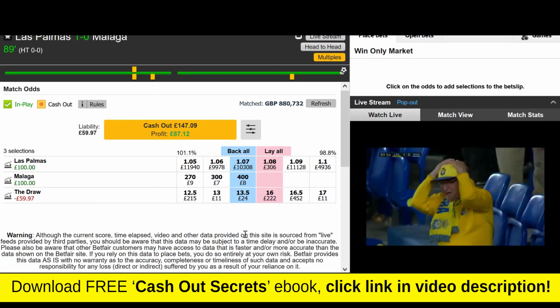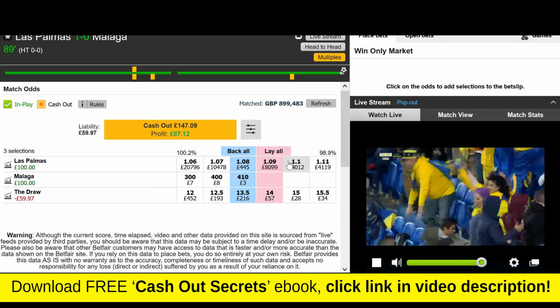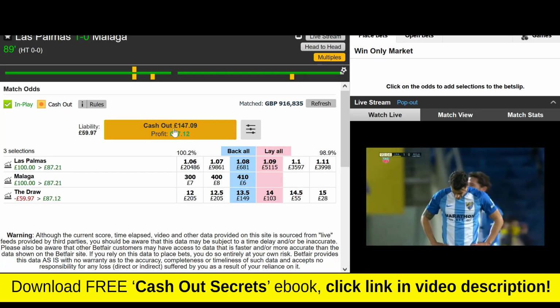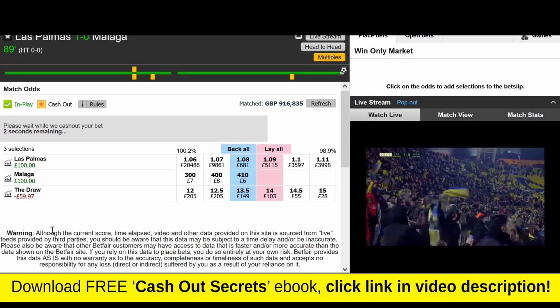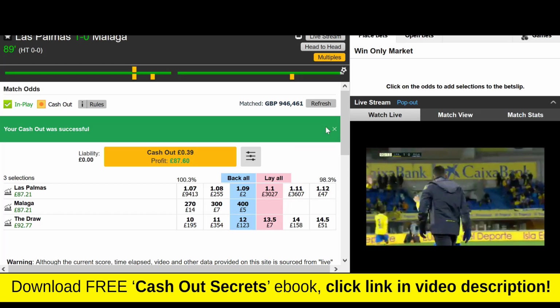And there you have it. The goal came pretty much on the 90th minute, as you can see there. So that's just another quick example. Look, the match came to life very late on. Very, very late on. Our risk was only £60. So we're going to cash out a profit on this one.